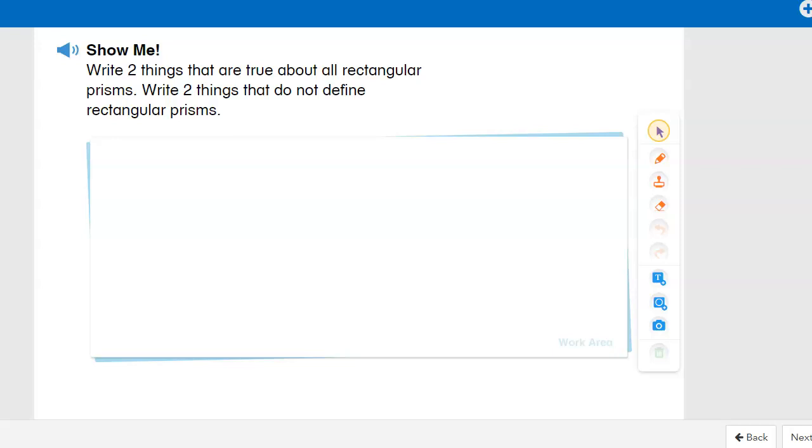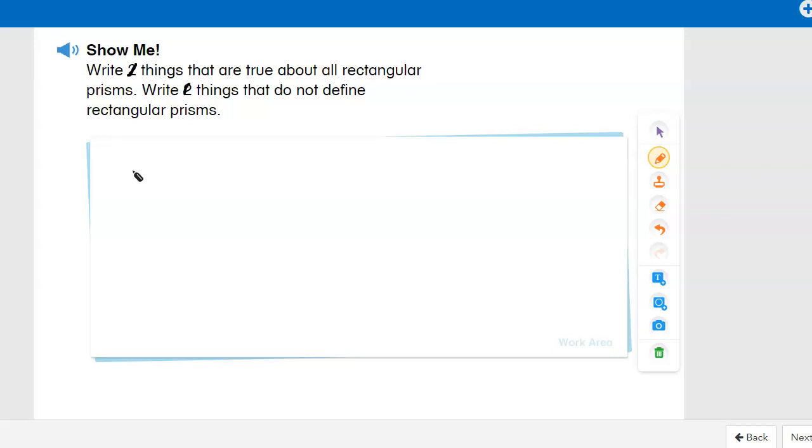So for this part of our workbook, we are going to have to change it just a little bit. Since Mrs. Collier's finger is broken, it is really hard for her to write with the mouse. So we are just going to do one of each. Instead of writing two things, we are just going to write one thing, because it is really hard for Mrs. Collier to write at the moment. But we can still do one thing. So let's write one thing that is true about all rectangular prisms.